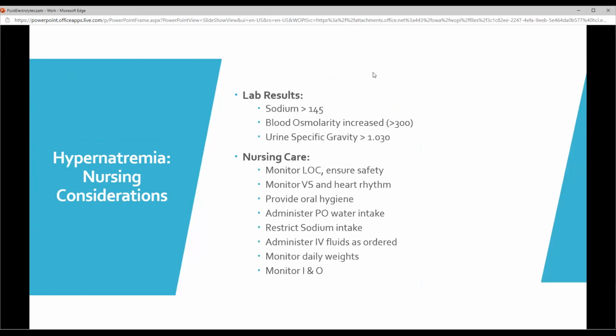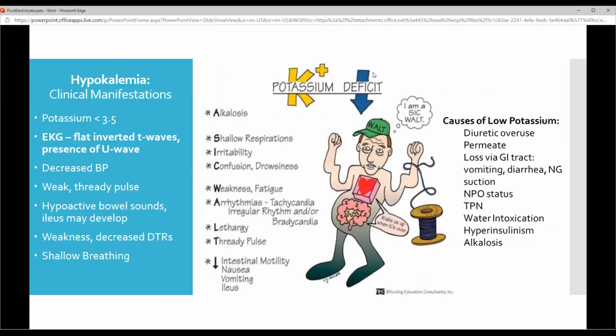What are the labs? You see those there. The main thing is going to be about rehydrating them. They're going to need fluids, maybe even hypotonic fluids or normal saline, but they're going to need fluids, or you're going to encourage them to drink more water. If they're dehydrated because of excessive use of diuretics, then you're going to hold diuretics, things like that.